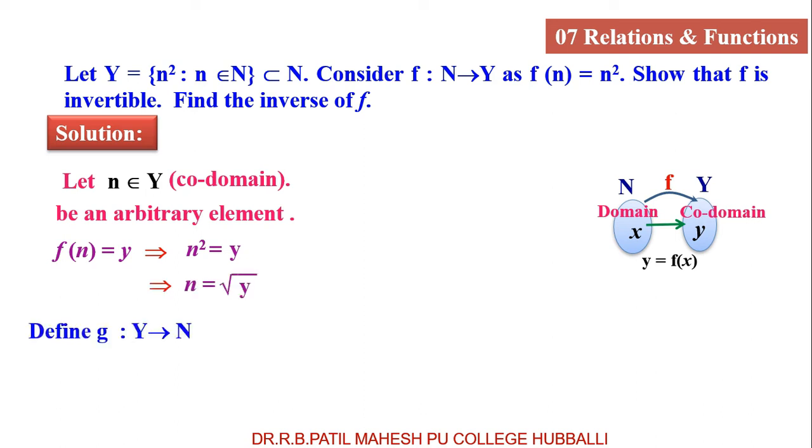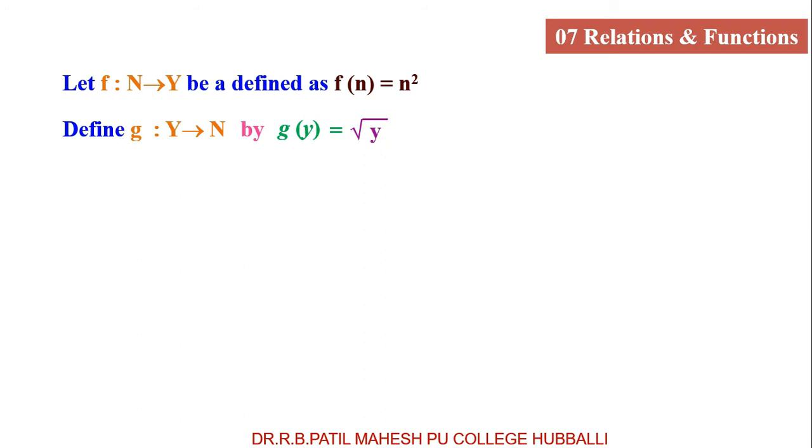So define a function g from Y to N, reverse from N to Y, that is Y to N, that is given by g of y is equal to the square root of y. So this is a function g from Y to N. Taking this, let me prove that f composition g and g composition f are identity functions.